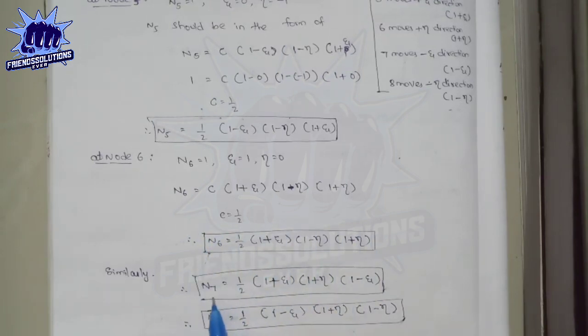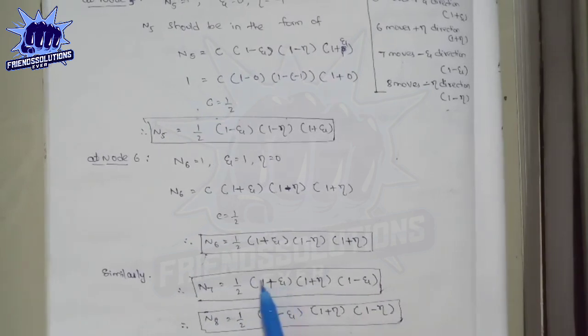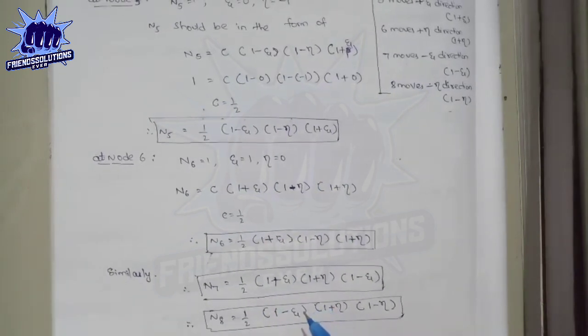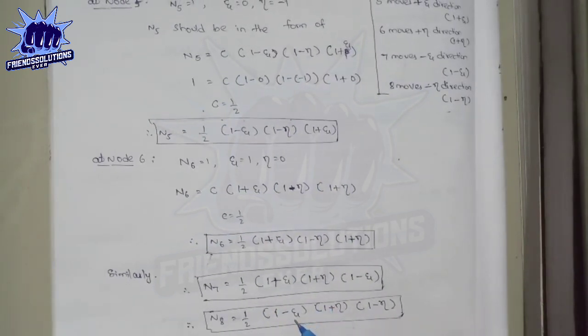Similarly, we can find the shape functions at node 7 and node 8. You have to elaborate these shape functions in the examination, and you should not write them as it is. You should add some more points, like let us take the shape function N1 at node 1. Like these points you have to add. Thank you.